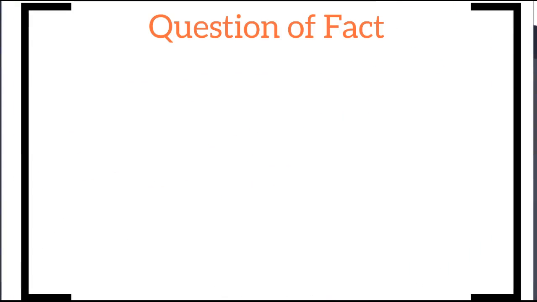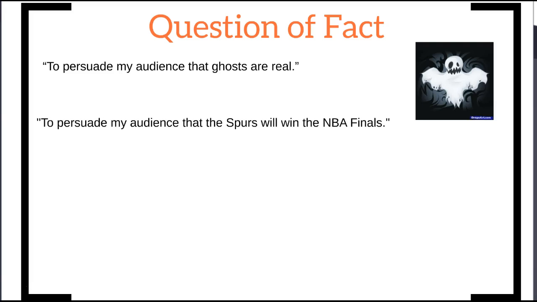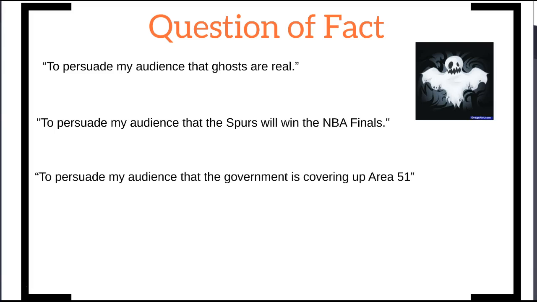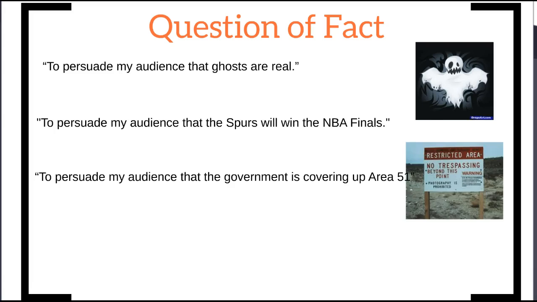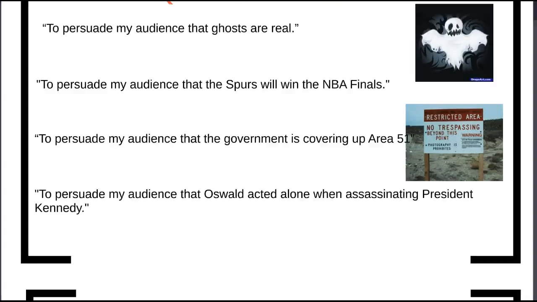For question of fact, remember this is getting the audience to believe something. So for instance, to persuade my audience that ghosts are real, you're getting them to believe in that existence. To persuade my audience that the Spurs will win the NBA Finals, so this is a prediction that something will happen. To persuade my audience that the government is covering up Area 51, so conspiracy theories are very common for this kind of topic. To persuade my audience that Oswald acted alone when assassinating President Kennedy, so this of course would be a historical controversy. But again, the goal here is to get your audience to believe in the existence of something.